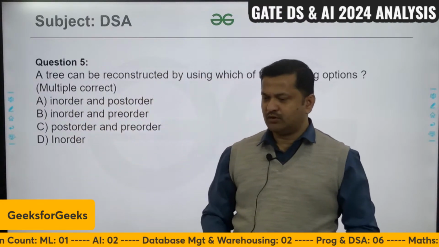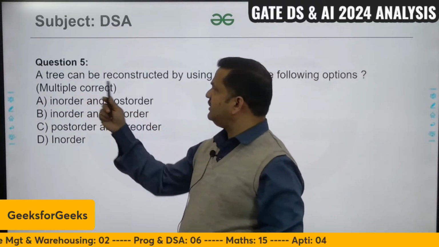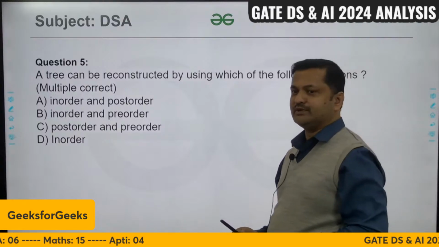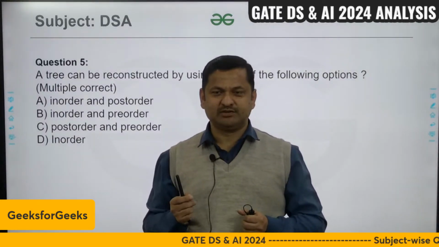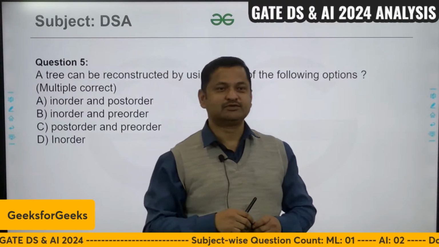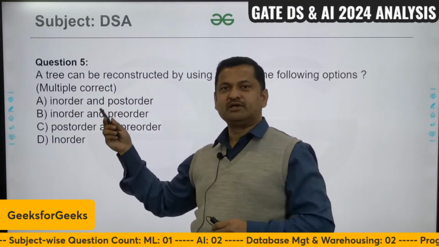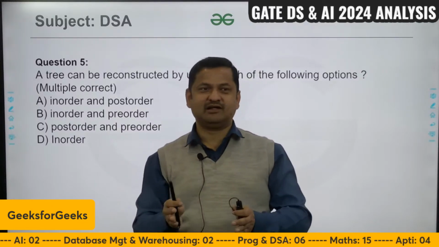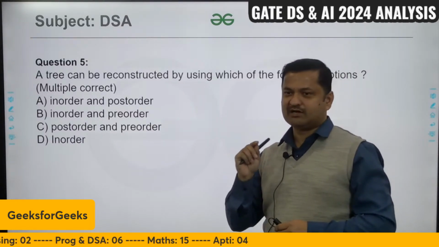We have another question that is exactly similar to the previous question. The tree can be reconstructed by using which of the following options, and it is a multiple correct option question. So in that case, if you miss any particular choice, you are not going to get the marks. If it is a multiple correct option question, you have to pick all the correct options. It is not like a partial selection will get partial marking. The complete mark will be given only when you have selected the complete answer.